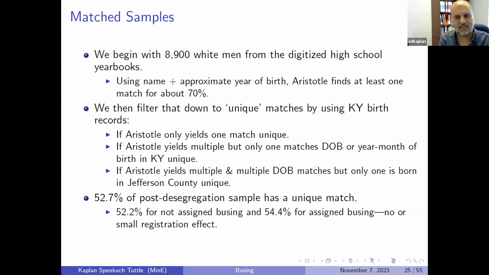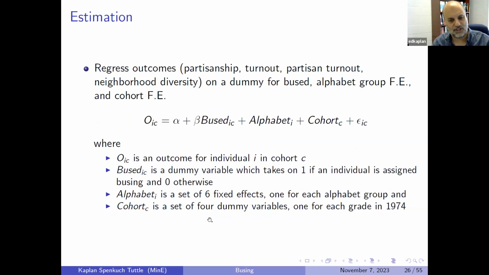And using that, they find at least one match for 70% of the sample. They then filtered down to unique matches using Kentucky birth records. If Aristotle only yields one unique match, we kept it. If Aristotle had multiple matches, then we would take the person born in Kentucky. If there were more than one person born in Kentucky, we would take a person born in Jefferson County. And if that was not unique, we dropped them from the sample. In the end, we ended up with a sample where 52.7% had a unique match after that procedure.